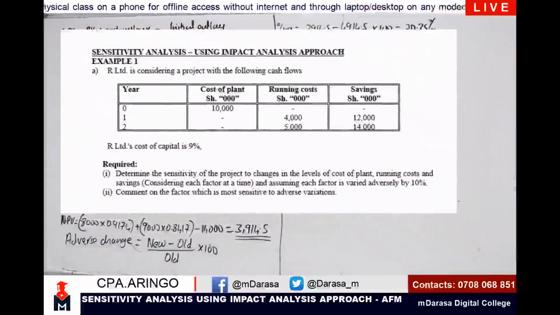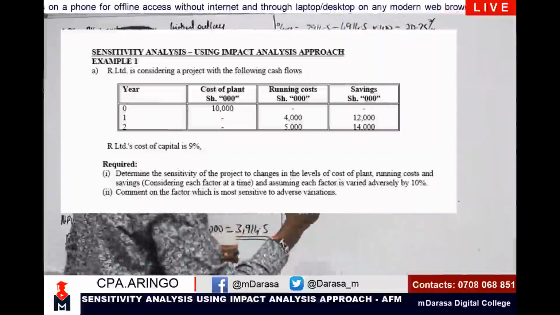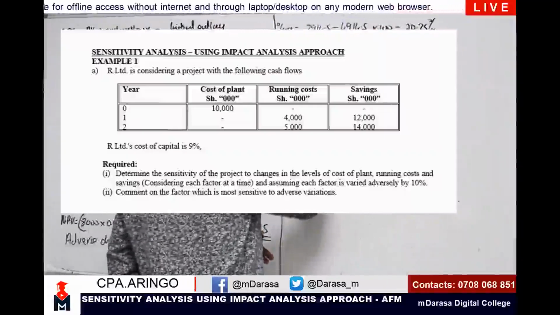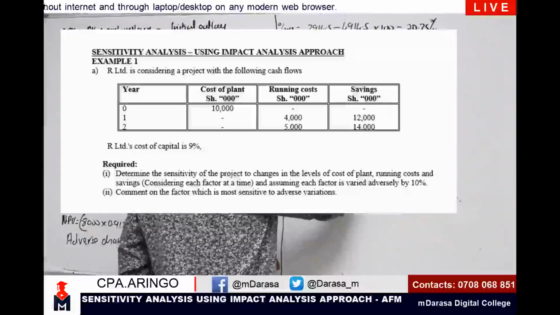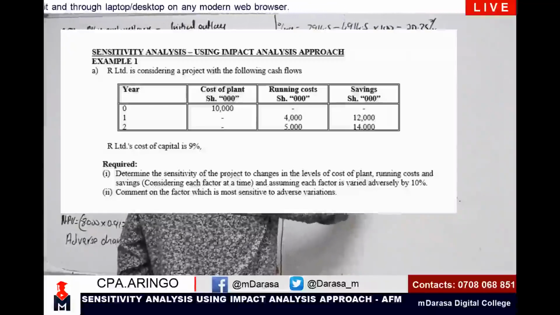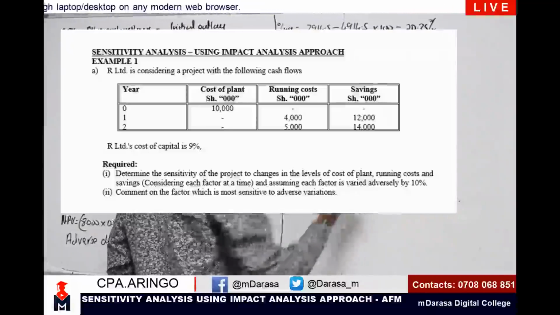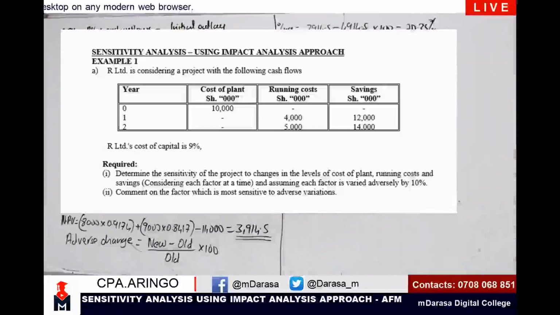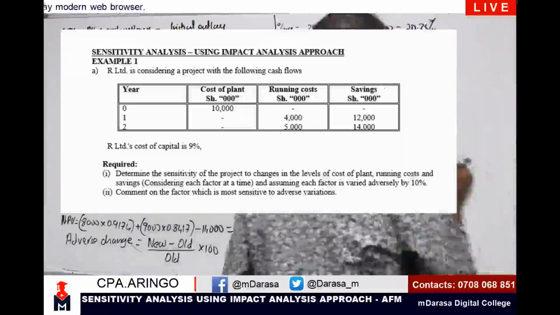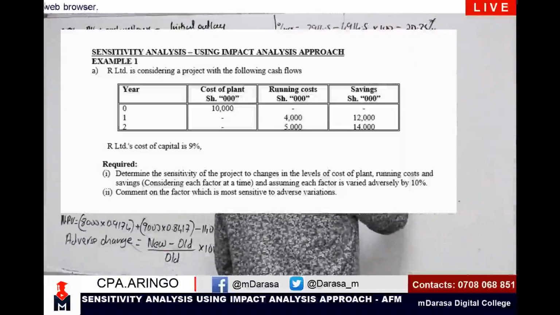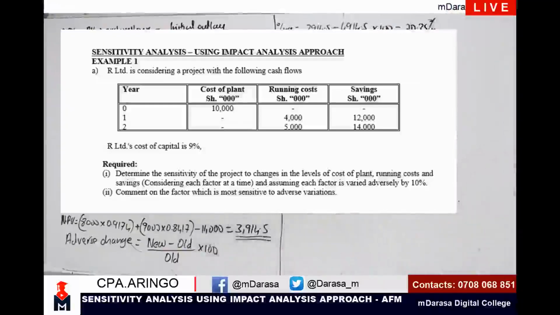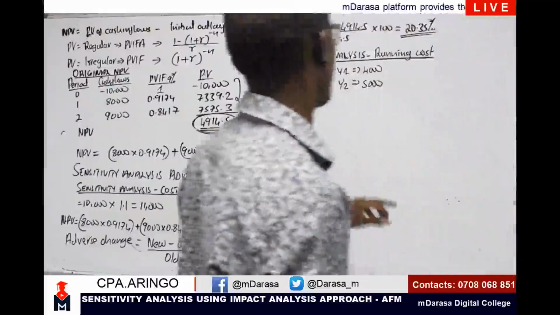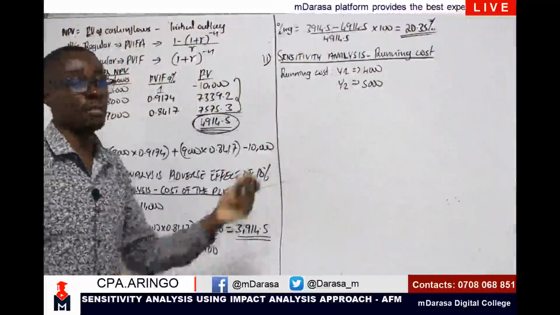Our original running cost, you can clearly see for year one. So I'm having here our running cost, year one, and we're having year two. So basically, what did we have for year one? Look at that case, 4,000. And year two, we had 5,000. Then that is enough for now. Let us see how it will affect us. So this will be adversely affected by 10%.